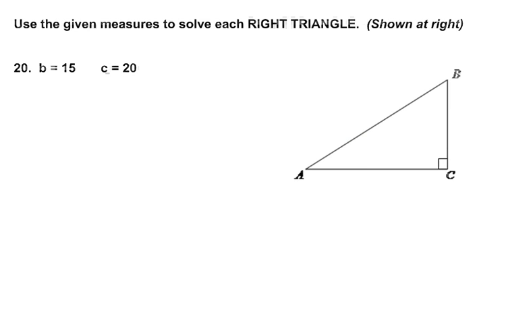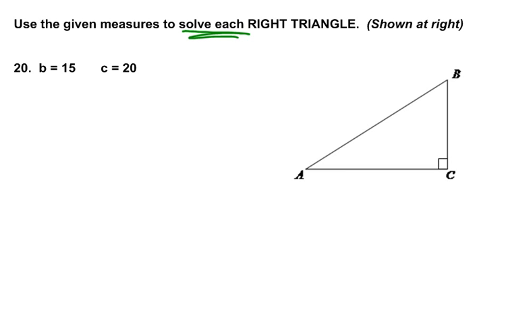Okay, now we're going to continue and look at number 20. As we go to number 20, we'll see that we've been asked to solve a right triangle. A right triangle, of course, has a right angle in it. When we're asked to solve a triangle, it means to find all of the angles and all of the sides.